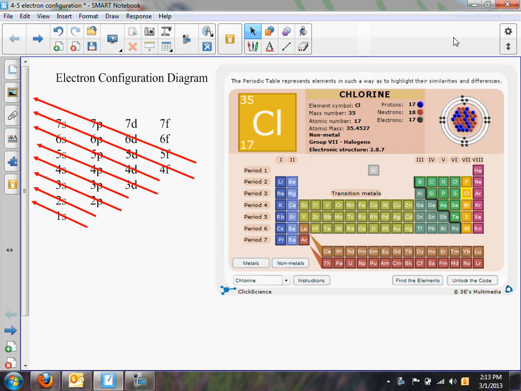I'm going to show you a way to do an abbreviated electron configuration. It's a little simpler, a little quicker, takes a little less time, but you do have to remember to follow the same rules. So here's how it works.